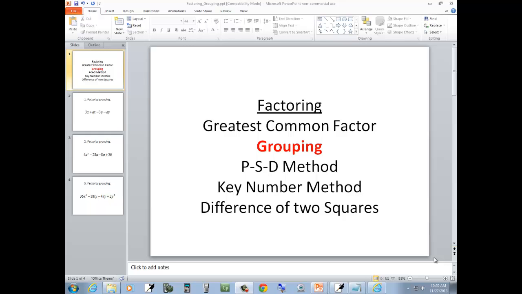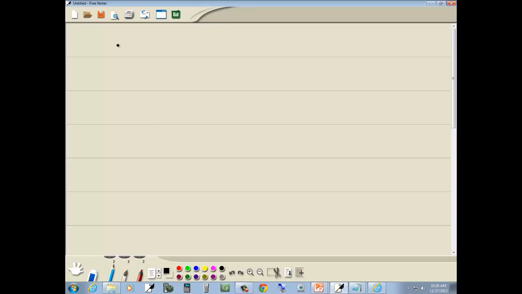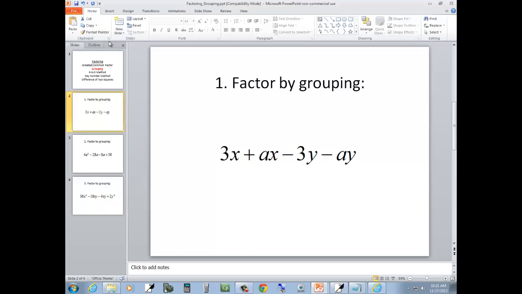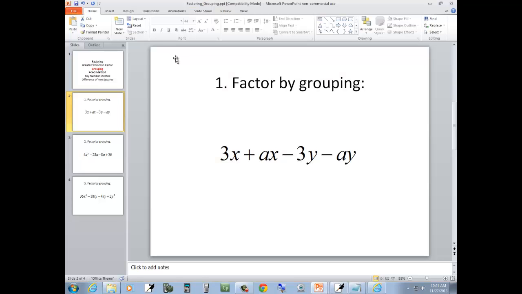In this video, we're taking a look at grouping. Grouping is when you've got 4 or more terms. So let's look at this problem. There are actually three different types of grouping, but we're just going to focus on the very basic grouping in this video.